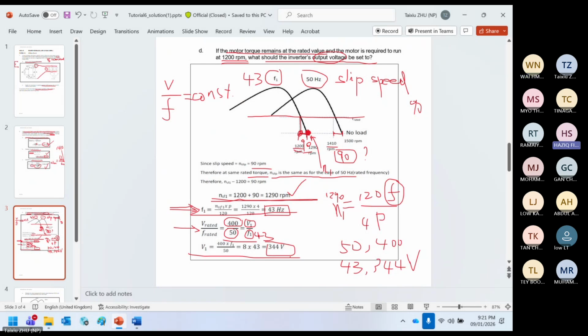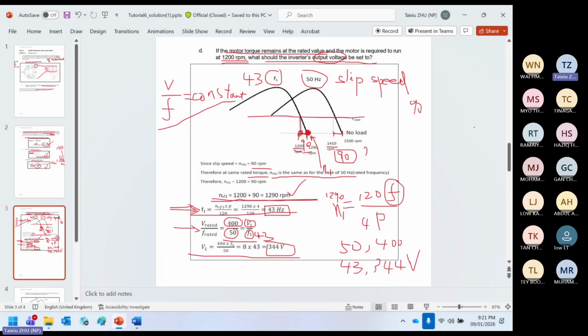Okay. So if next time this kind of question, just set the old one equal to the new one. Then do the algebra, then we get the voltage. Correct or not? Correct, correct. Because that's the control, V over F constant. Yeah, that's the control method. But if you use other control methods, you cannot do this. But we don't discuss other control methods. Okay.